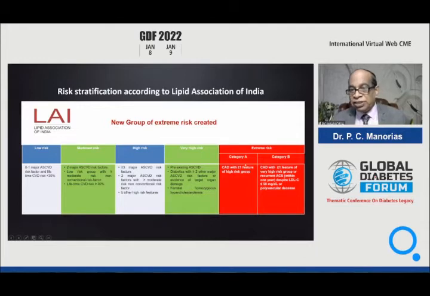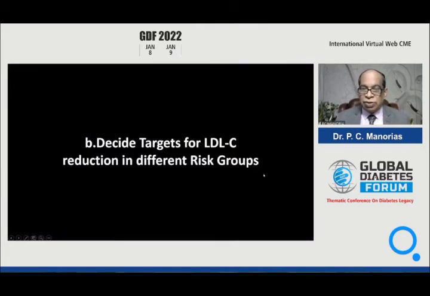Category A is CAD with greater than 1 feature of high risk, and category B is CAD with greater than 1 feature of very high risk, which is shown here. For recurrent ACS, even if your LDL is less than 50, or you have a polyvascular disease, a cerebrovascular disease, or a peripheral vascular disease associated with it.